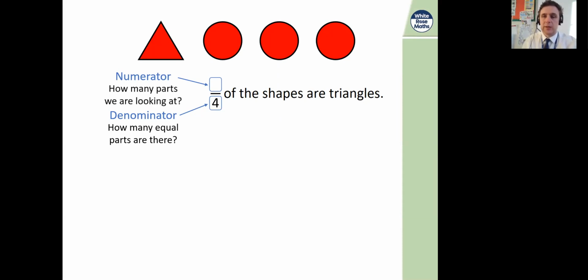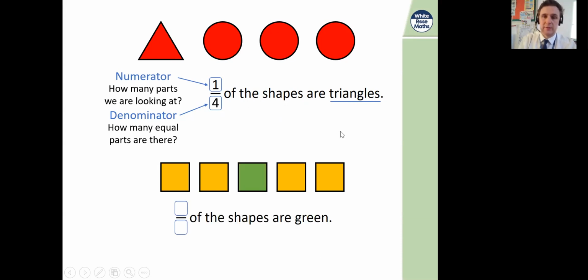How many parts are we looking for? Well, it says here how many of the shapes are triangles. You can see there that there's only 1, so our numerator there is going to be 1. Now, you can read that as 1 out of 4 of the shapes are triangles, or 1 over 4. Most commonly, though, we call that 1/4. When we see 4 as a denominator, it's quarters. 1/4 of the shapes are triangles.